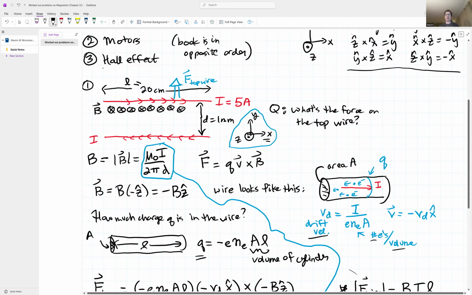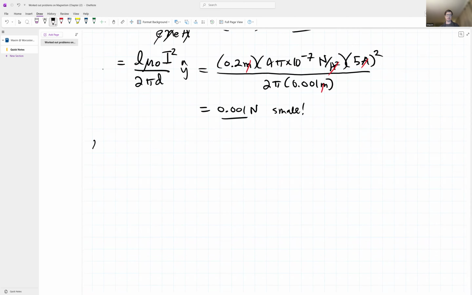Okay, so next let's talk about motors. A motor is a way of converting electric energy into mechanical motion. So you're going to take electric energy and convert it into basically kinetic energy. And the way that works is by spinning a loop. So what happens is, say, you put basically a loop of current in a magnetic field.